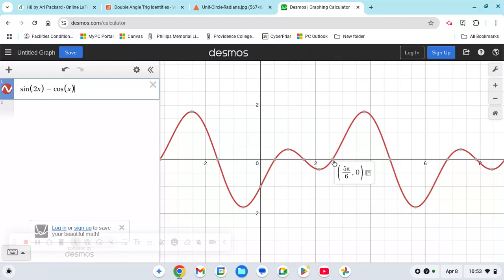Right here, 5 pi over 6. That was our case 1 when we limited our domain to divide by cosine of x. And right here, the fourth time it crosses, that's our case 2, where 0 equals 0, the cosine of x is equal to 0, and the sine of 2x is equal to 0. Okay, so from this graph, we confirm our 4 values of x on the interval between 0 and 2 pi when the sine of 2x minus the cosine of x equals 0. I hope that was fun and interesting. Thank you.